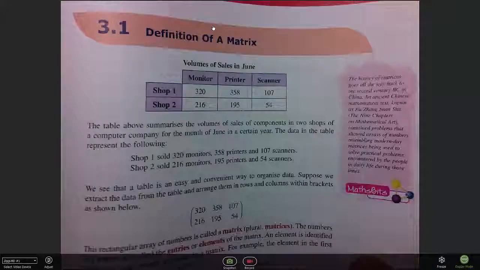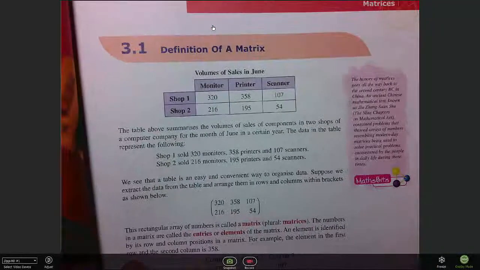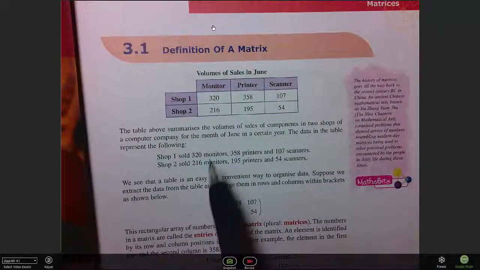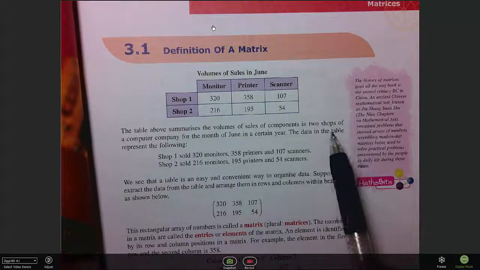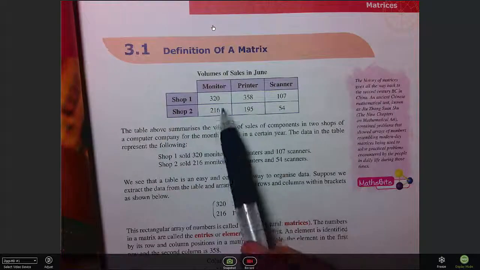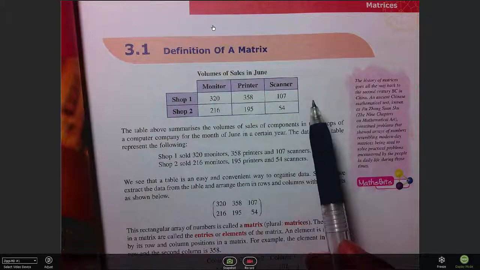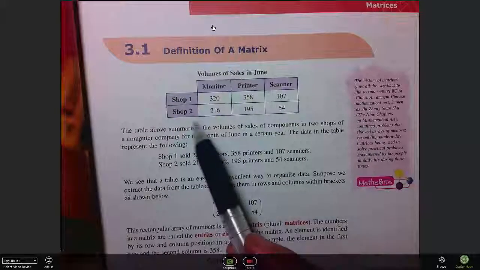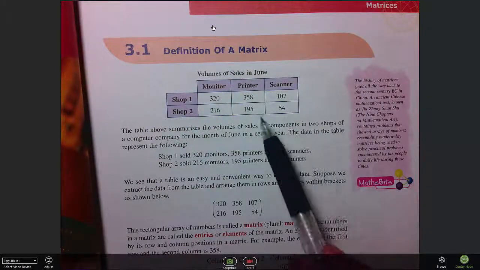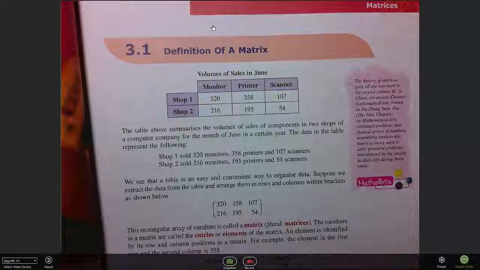And now, chapter 3, matrices. Okay, first, what is a matrix? I refer you to your textbook, page 61. On page 61, we have a definition of a matrix. For example, the table shows a volume of sales of components in two shops. Shop 1 sells 320 monitors, 358 printers, 107 scanners. Shop 2 sells 216 monitors, 195 printers, and 54 scanners.